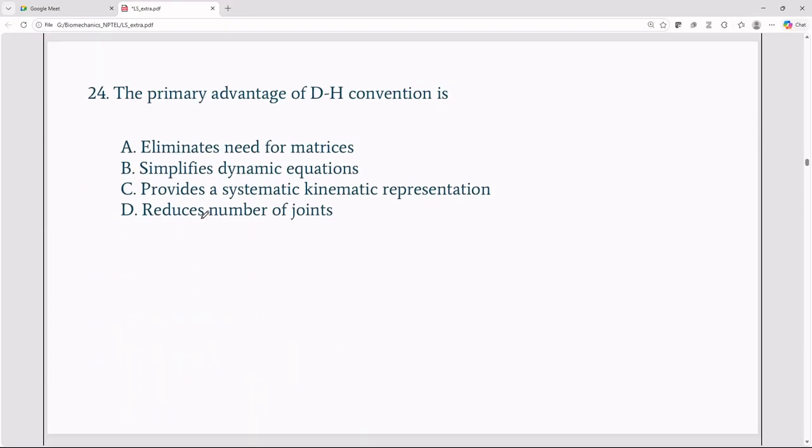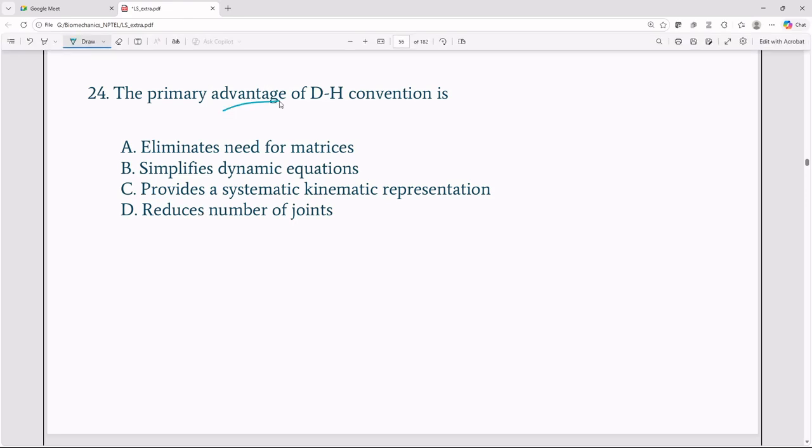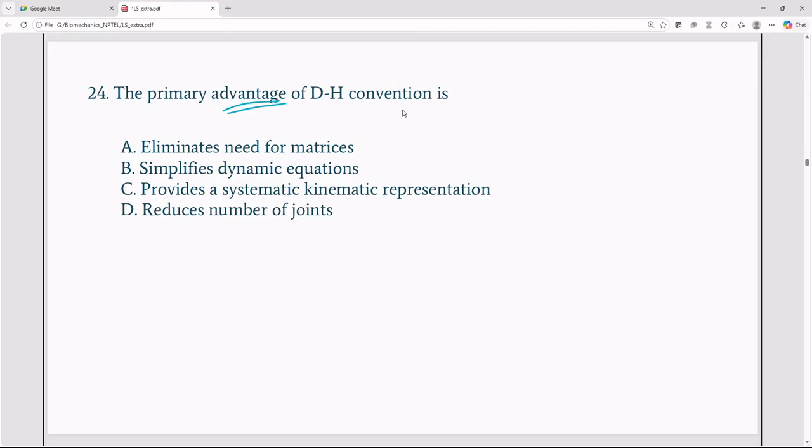The next question. What is the primary advantage of the Denavit-Hartenberg convention? Options are option A, it eliminates the need for matrices. Option B, it simplifies the dynamic equations. Option C, provides a systematic kinematic representation. Option D, reduces the number of joints.